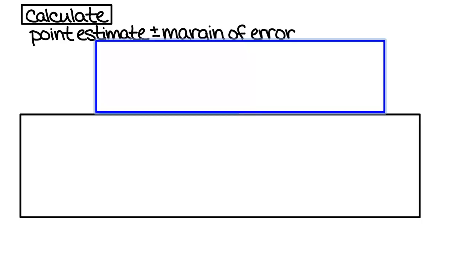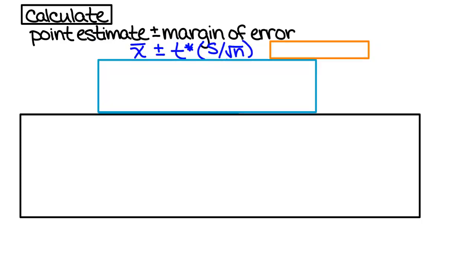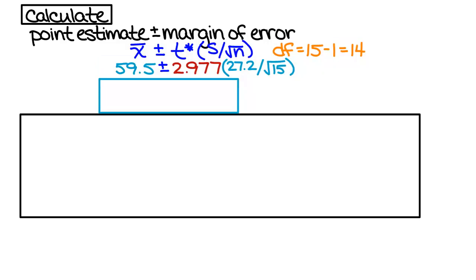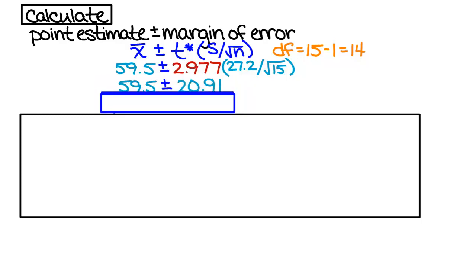For calculate, we of course have point estimate plus or minus margin of error, which means x bar plus or minus t star times s divided by the square root of n. We have 14 degrees of freedom. So that gives us a t star of 2.977. We plug in our x bar, our s, and our n. I get 59.5 plus or minus 20.91 for an interval of 38.59 to 80.41, or if you did 38.6 to 80.4, that would be fine.